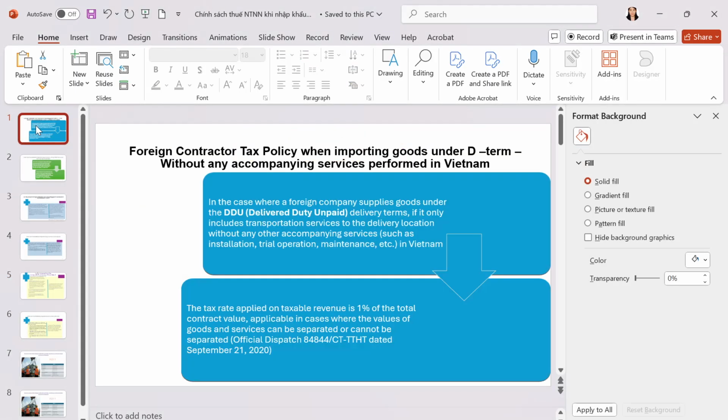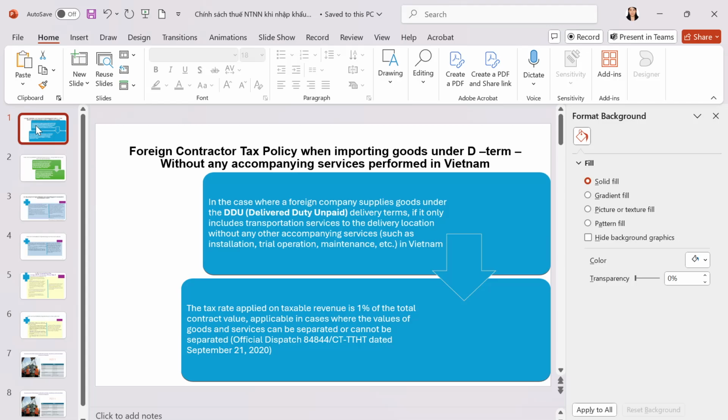So today, I would like to talk about how to apply foreign contractor tax to calculate the obligation of the foreign suppliers when they provide goods and services consumed in Vietnam. So we will look at scenario one, the foreign supplier provides goods under D term without any attached services consumed and performed in Vietnam.